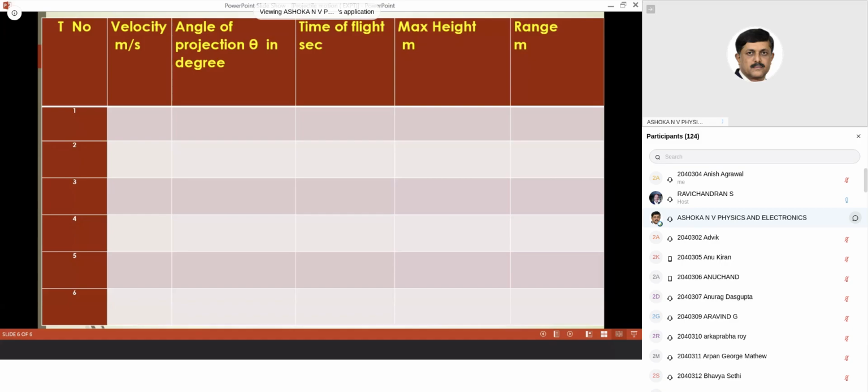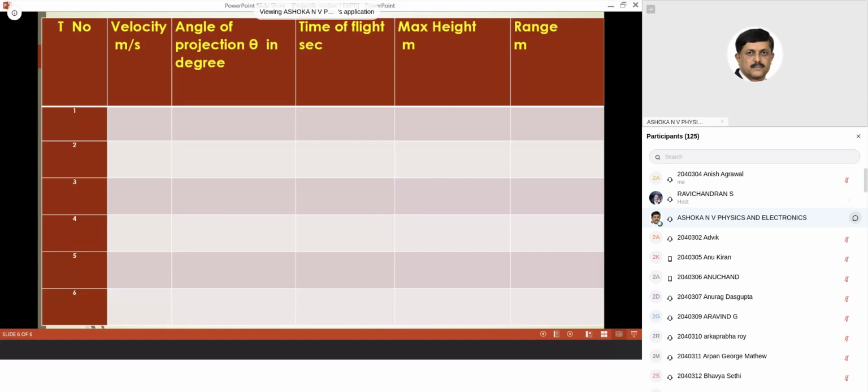This is the tabular column that I have given for you. I have already posted this in the Google Classroom. You can download it and enter the readings in this tabular column. So this says three angles. The first angle will be the same, with three different velocities. First trial maybe 20, the next 25, then 30, or different values, whatever you want. But theta will be the same. Then three more readings, with velocity kept constant and angles 30 degrees, 45 degrees, 60 degrees.